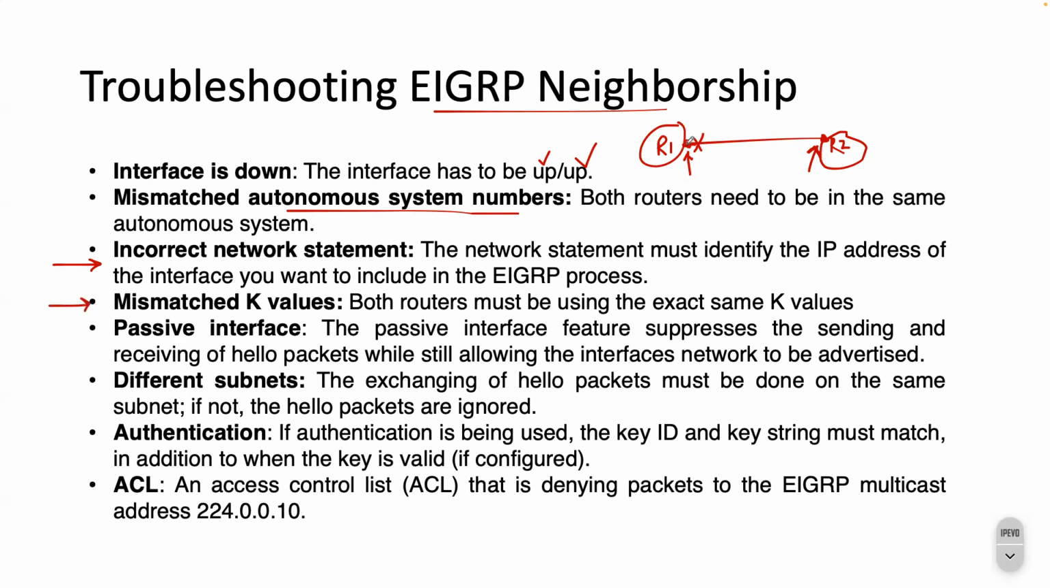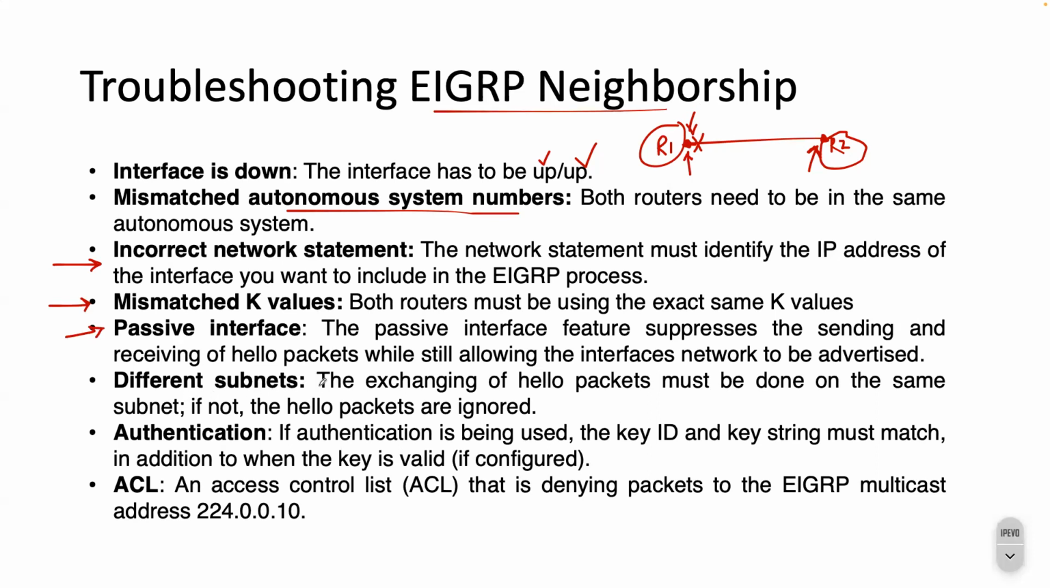Okay, passive interface. For example, on one side, I define this interface as passive. Will they form neighborship? No, they won't. Why? Can someone tell me? If I define this interface as passive on R1... Hello packets, yes. So by defining an interface as passive, I'll stop sending hello packets or receiving hello packets on this interface. Okay, so that is another thing we can check.